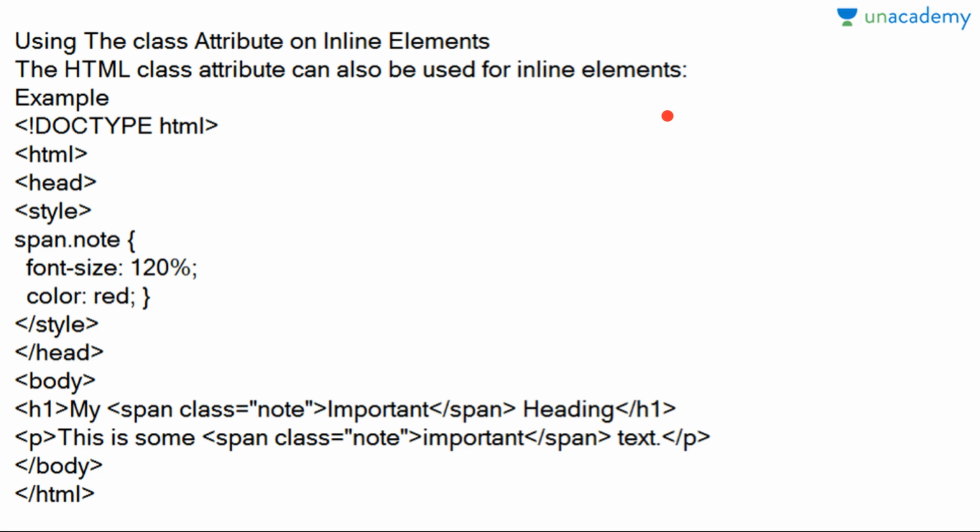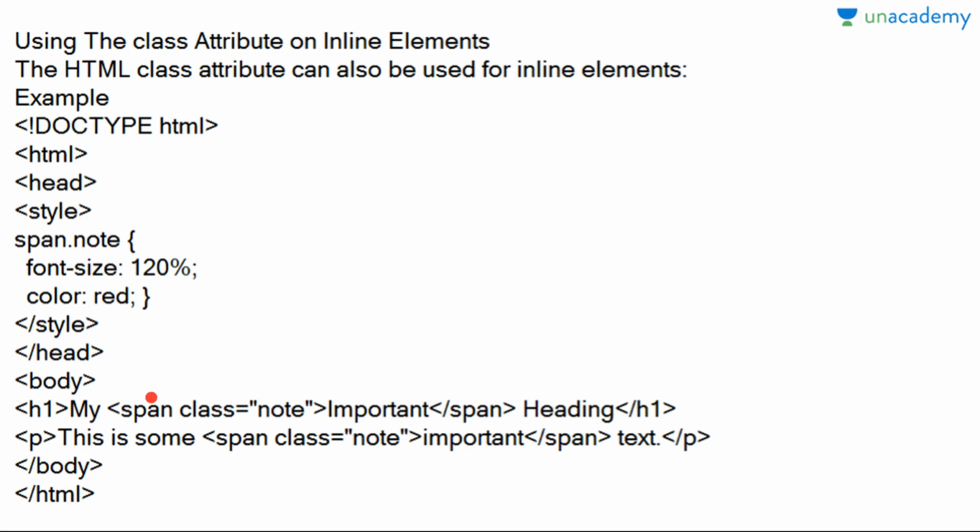We can see this from the following example and see how inline element attributes are changed. We start with doctype HTML, then HTML tag, then head tag, then style, then we write span.note. Why note? Because we write span tag class equals note. So we write span.note, bracket start, font size 120%, color red, and then we close the brackets. Always remember to end each with a semicolon, meaning font size colon 120% semicolon, color colon red semicolon, so that they are complete and separate from each other.